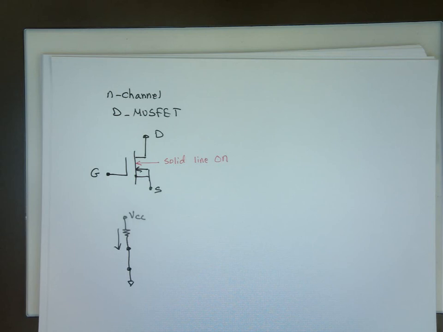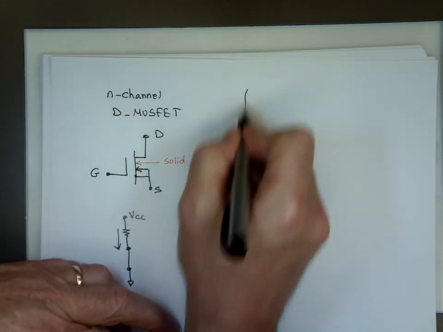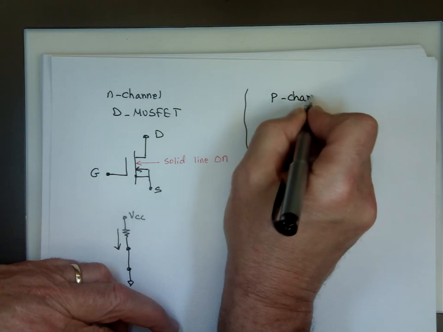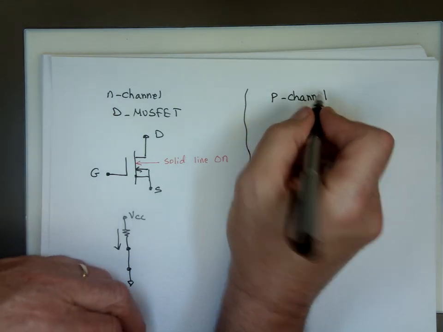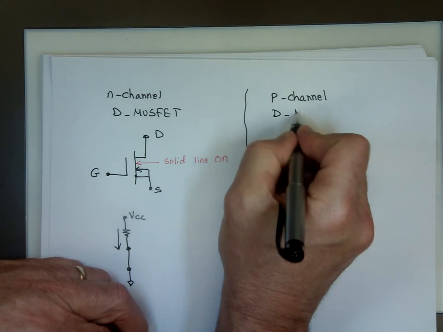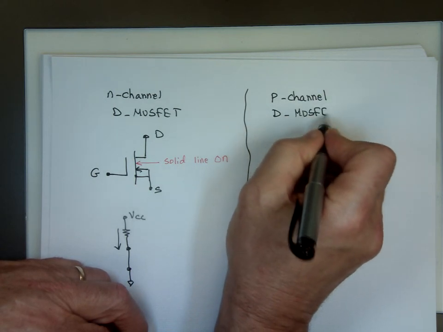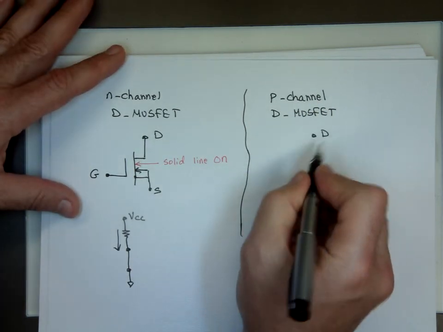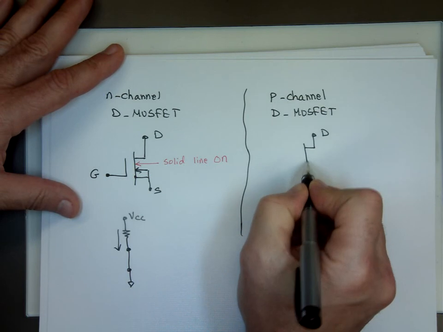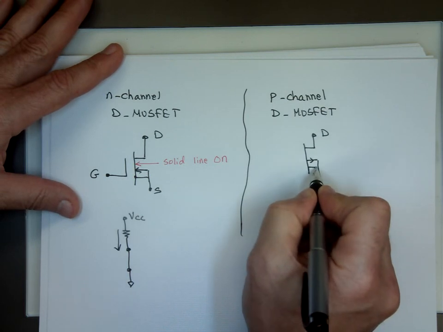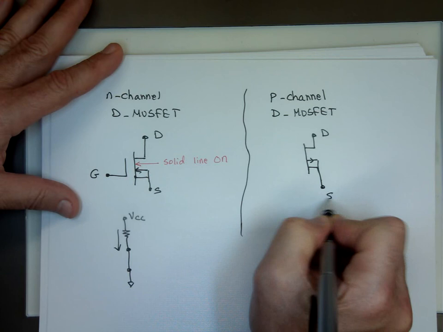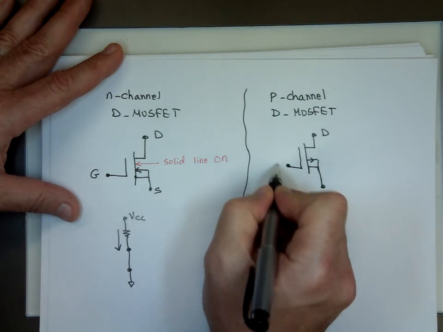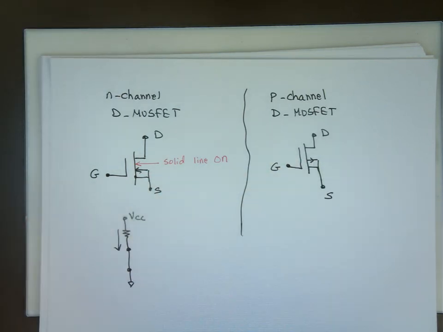Now, the P-channel D-MOSFET has a very similar shape. The drain, same thing, except we have the current coming out of it, the source and the gate. And again, notice we use the solid line to indicate it is on.